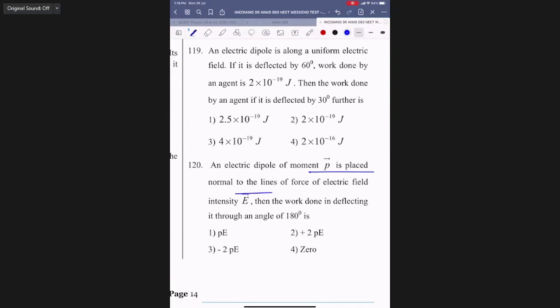Dipole P is placed normal to the lines of force. So lines of force, these are E bar, P bar. Deflecting through 180. In this one, potential change is how much? 0, na? P bar dot E bar, PE cos 90. Yes, sir. And then by 180, PE, this also 0, na? U final minus U initial is 0 only, na? Okay. Got it?